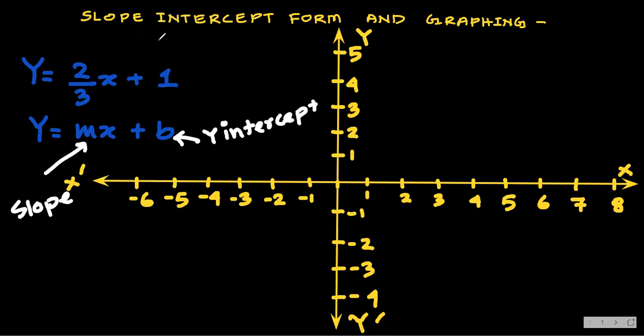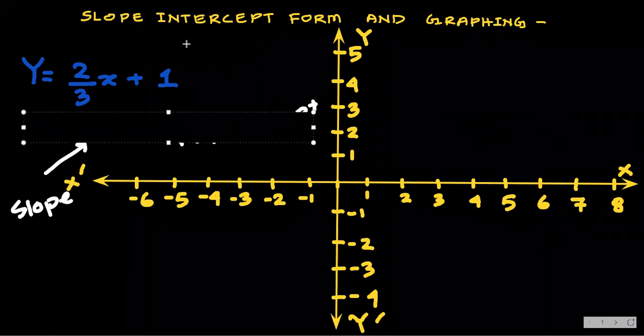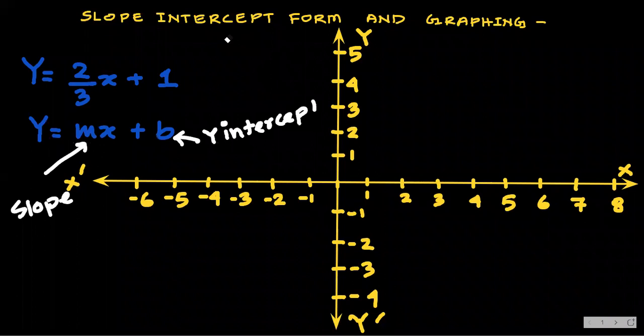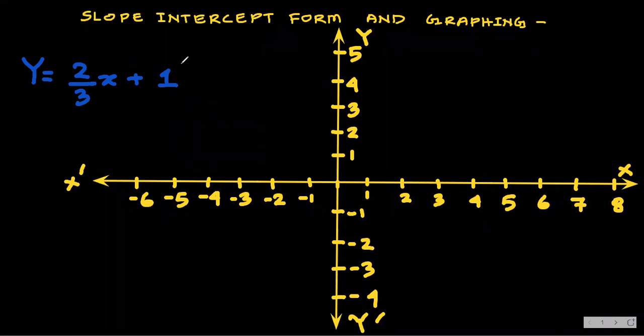Now go to the question. It's asking about how to graph. Now come to the graph. From the graph y equals 2/3 x plus 1, we can see plus 1, that's your y-intercept. Y-intercept means where the curve is touching the y-axis. So plus 1 on the y-axis, we can see this point. So this will be your starting point.